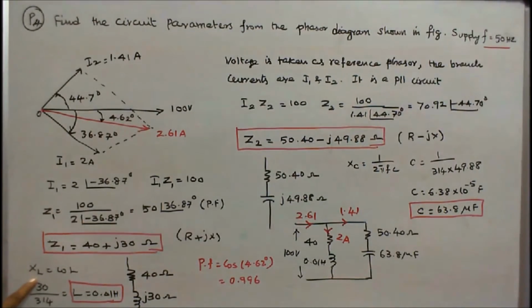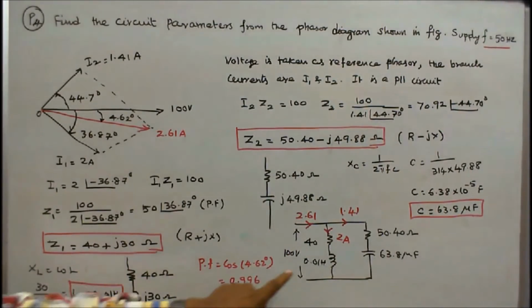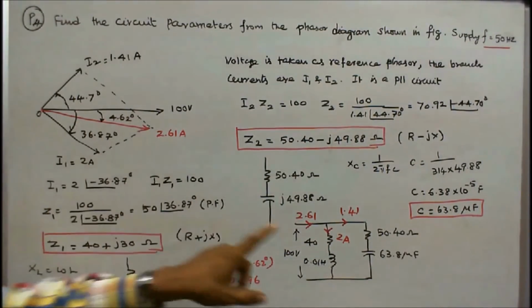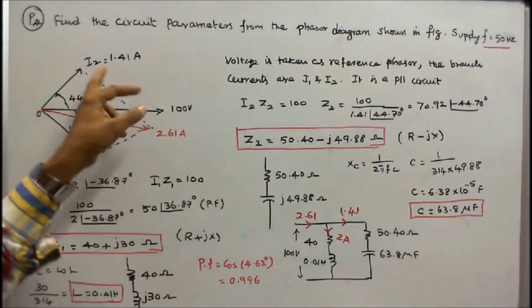XL, inductive reactance, is equal to omega into L. Here omega is equal to 2 pi f. 2 pi into 50 is equal to 314. I can find L. L is equal to 30 by 314, that is equal to 0.01 henries. One branch resistance is 40. The branch inductance is 0.01 henries. The branch current is 2 amps. The next is I2 into Z2 is equal to 100.